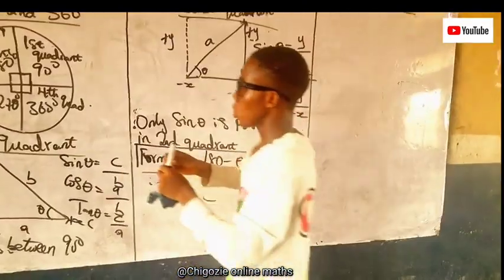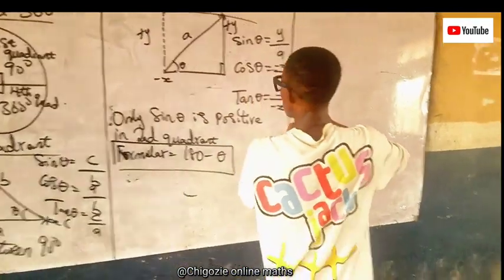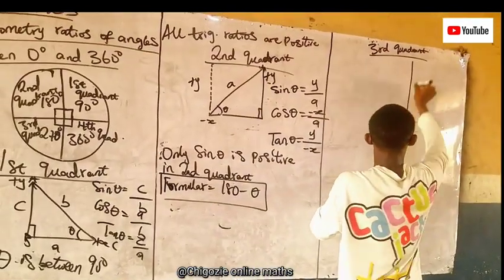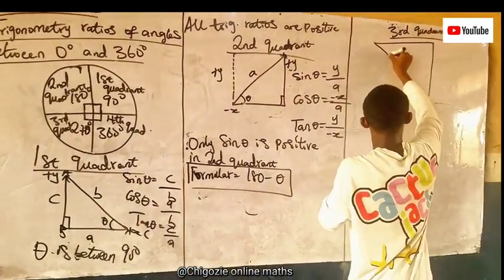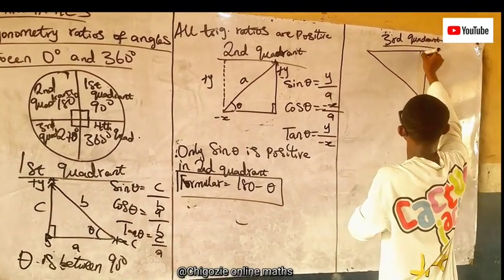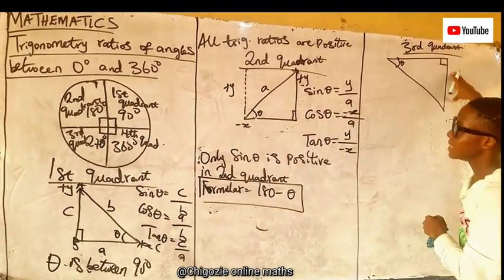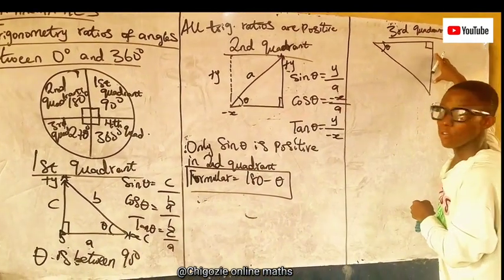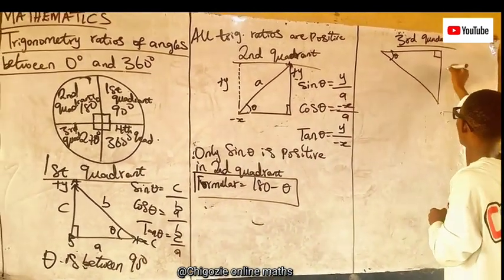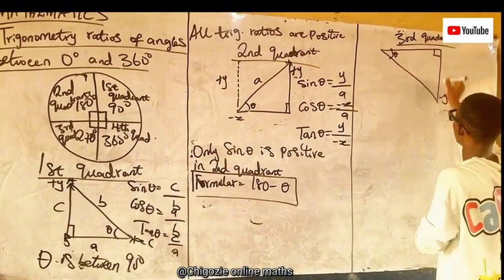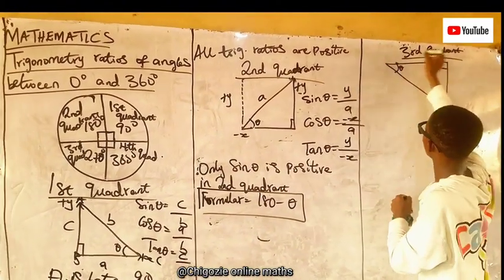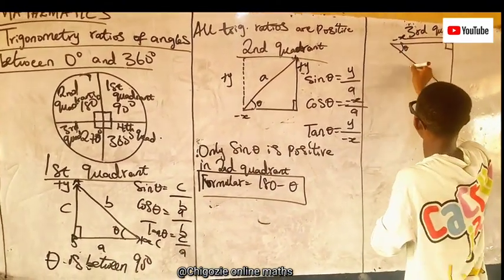Now this is the third quadrant. Let us draw the third quadrant. The third quadrant is like this. Here is our 90 degrees, here is our theta. Now remember, down is negative y, so here is negative y, here is negative x, and let us call the hypotenuse here a.